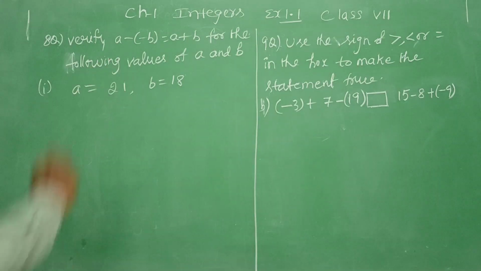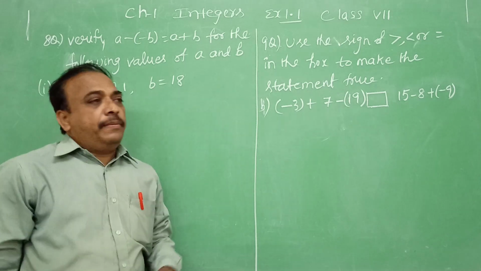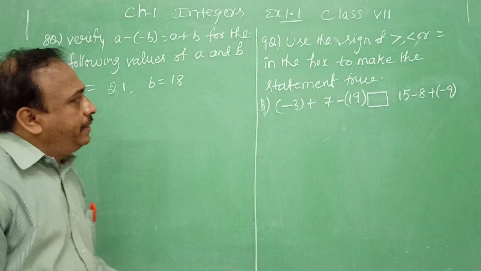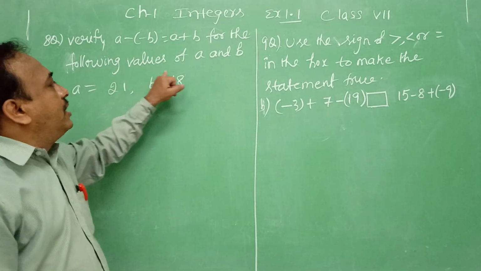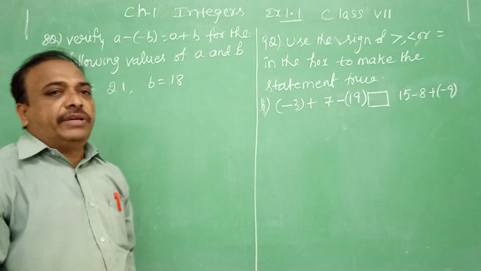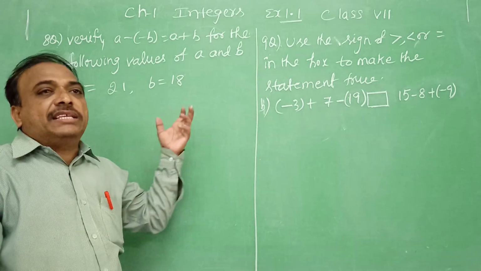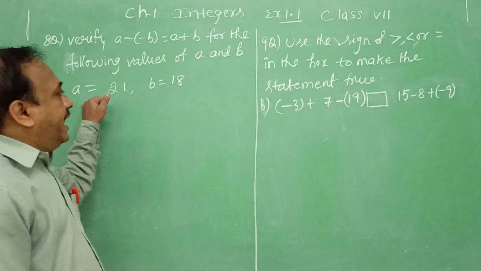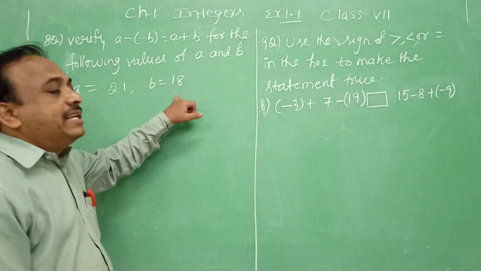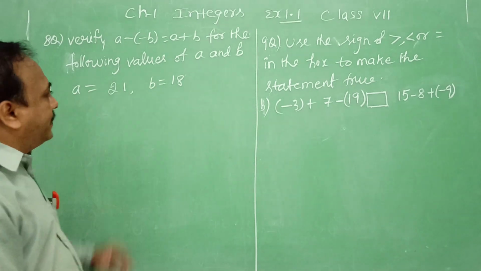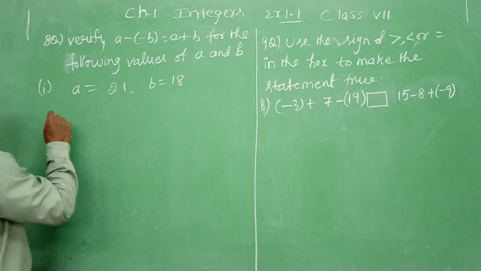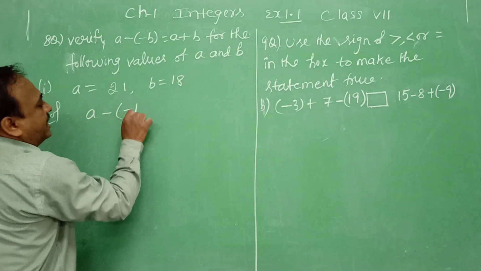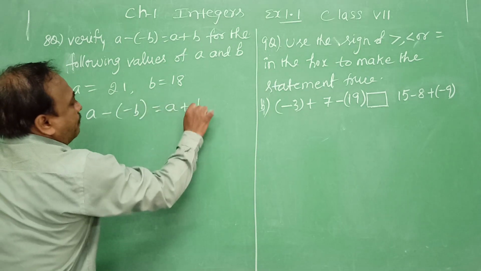Let us see question number 8. Verify a minus of minus b is equal to a plus b for the following values of a and b. We are verifying a minus of minus b is equal to a plus b for a equal to 21 and b equal to 18. That is the first bit.